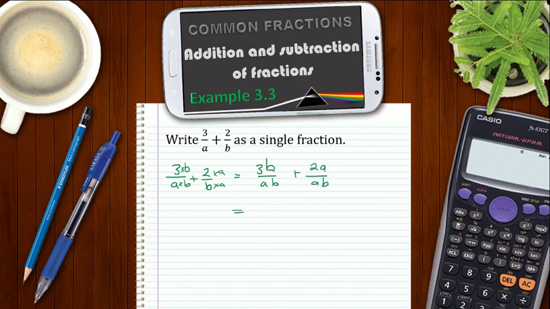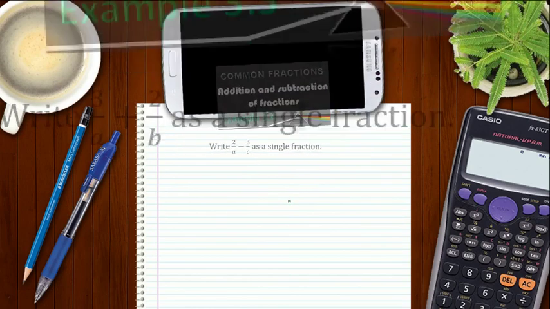Now remember, 3b and 2a aren't like terms. So to add them, I just write 3b plus 2a over ab, but I can't actually simplify it further because these two can't add. You can't add unlike terms. So this will then be your final answer.